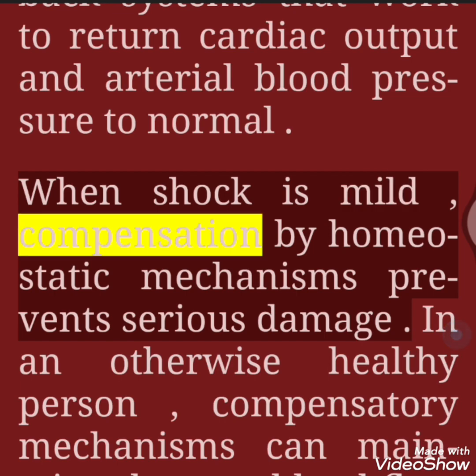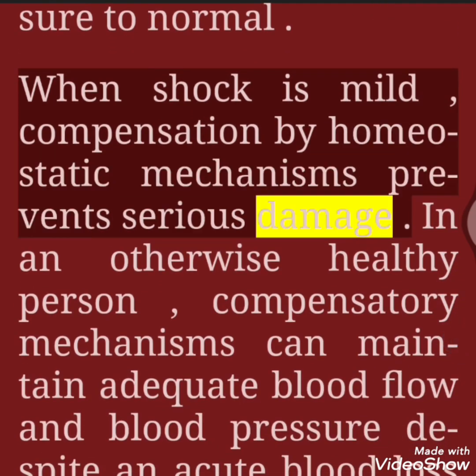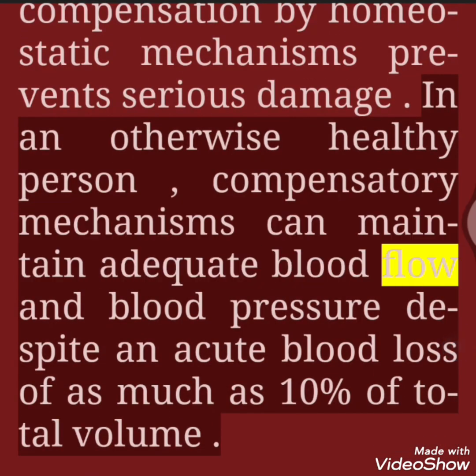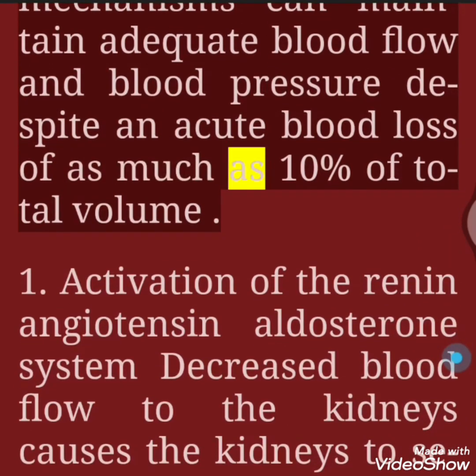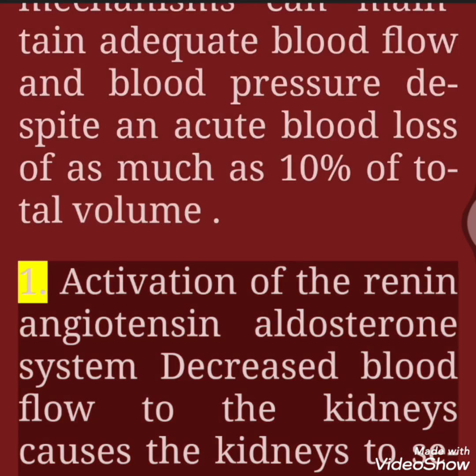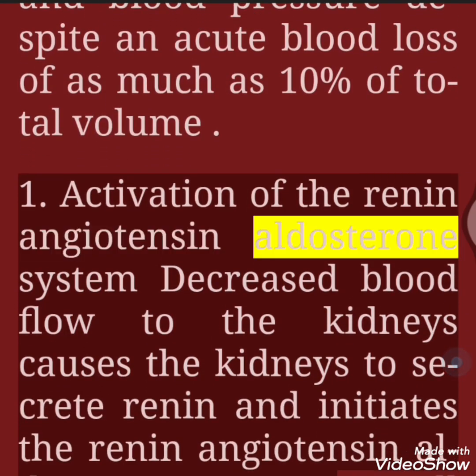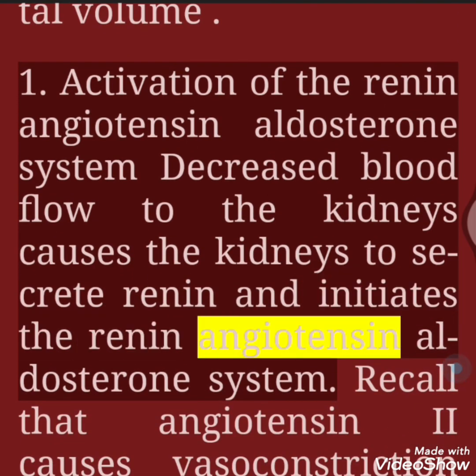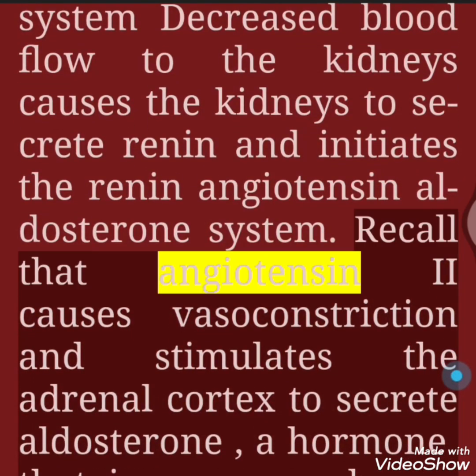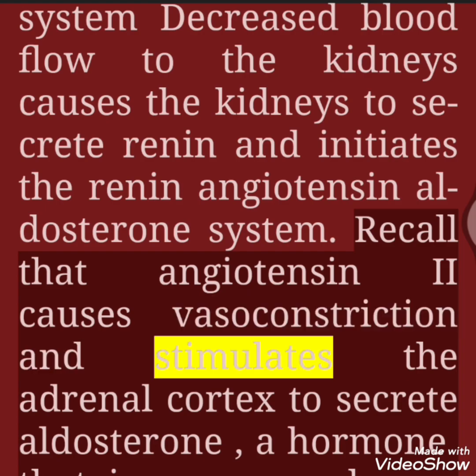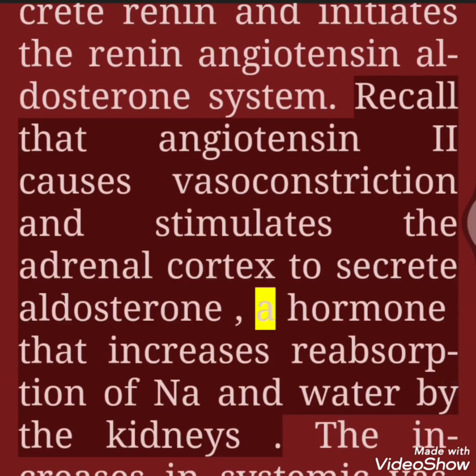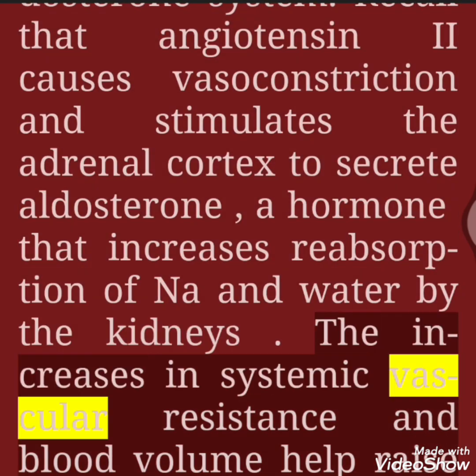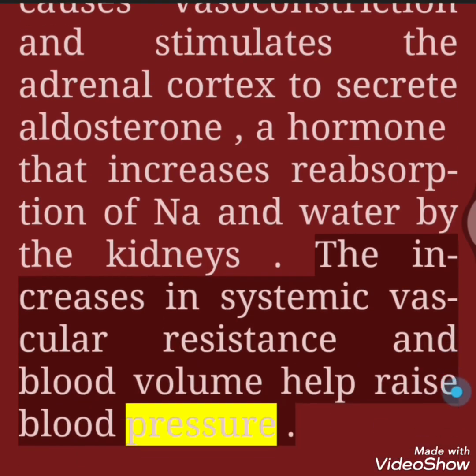When shock is mild, compensation by homeostatic mechanisms prevents serious damage. In an otherwise healthy person, compensatory mechanisms can maintain adequate blood flow and blood pressure despite an acute blood loss of as much as 10% of total volume. 1. Activation of the renin-angiotensin-aldosterone system. Decreased blood flow to the kidneys causes the kidneys to secrete renin and initiates the renin-angiotensin-aldosterone system. Recall that angiotensin II causes vasoconstriction and stimulates the adrenal cortex to secrete aldosterone, a hormone that increases reabsorption of Na+ and water by the kidneys.